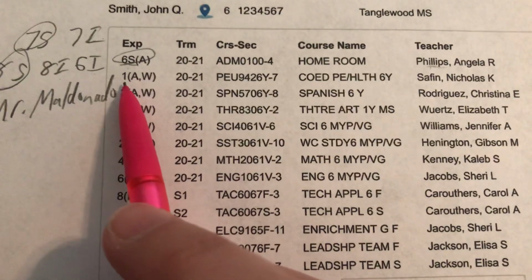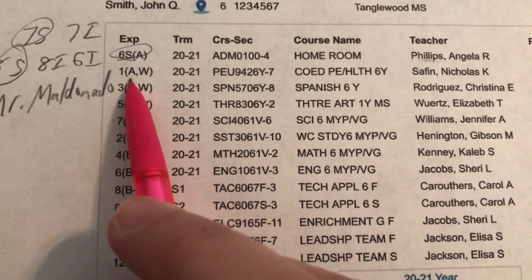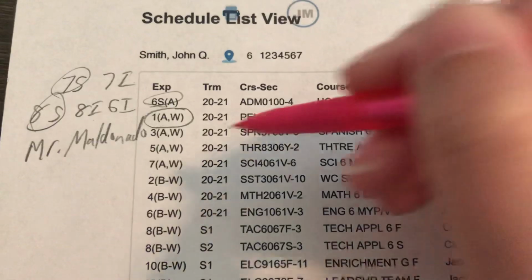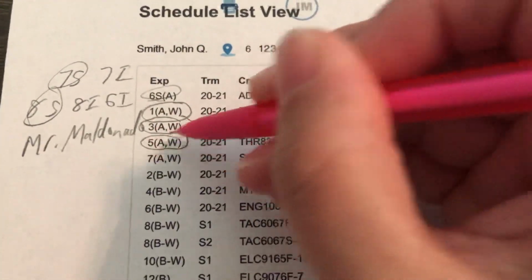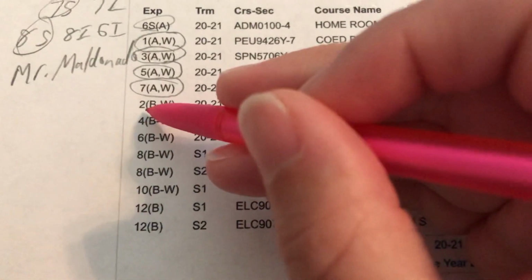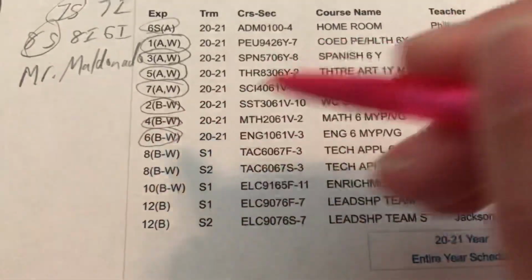We want to find our first period class. This is 1A, or as we call it, A1, because we have block scheduling. We have A days and we have B days. On your A days, you're going to go to A1, A3, A5, A7. Those are your A-day classes, and you'll notice all those are the odd numbers. For your B day, it's going to be the evens, so you're going to have B2, B4, B6, B8.